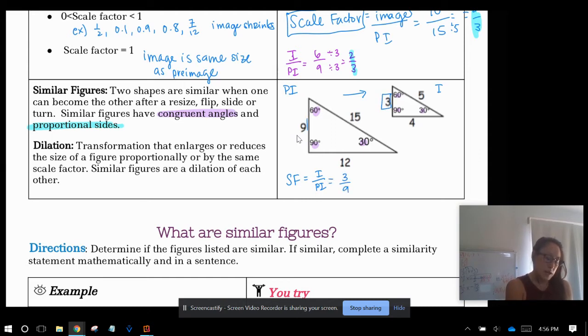Okay, we have to choose the sides. This side length is between 60 and 90 degrees, so I have to choose the side length that's also between 60 and 90 degrees. This should equal the ratio of the side lengths between 60 and 30. My image is 5. My pre-image is a length of 15. Lastly, between 30 and 90 for the image will be 4, and between 30 and 90 degrees, that side length is 12. All of these reduce to 1/3. They are the same, so the triangles are proportional.